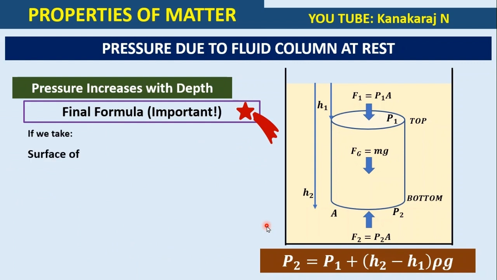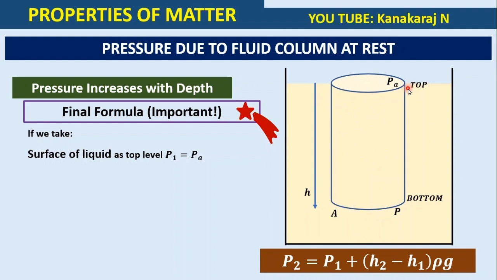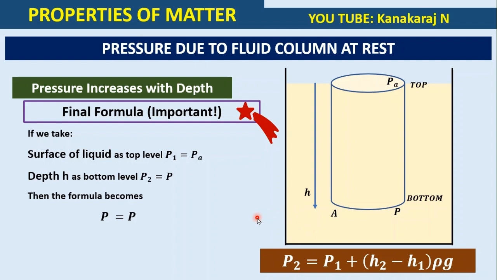If we take the surface of the liquid as the top level, P1 equals Pa, atmospheric pressure. The top layer is being raised to the free surface of the liquid. Thereby, the pressure P1 becomes atmospheric pressure Pa and H1 becomes 0, and the depth of the bottom layer becomes H. With the bottom layer at depth H, P2 equals P. Then the formula becomes P equals Pa plus H rho g.